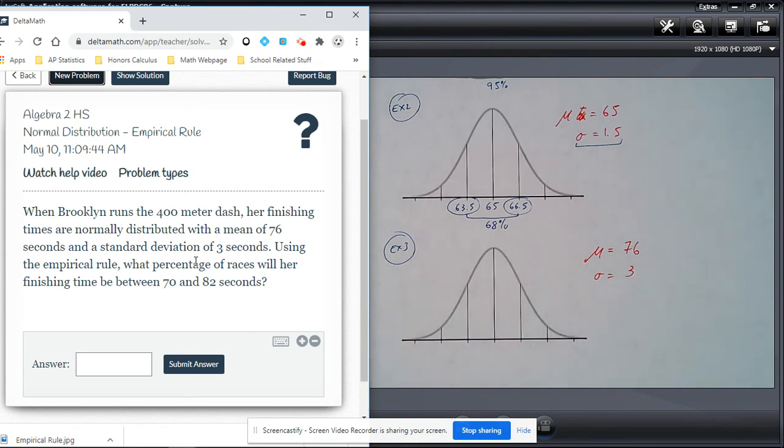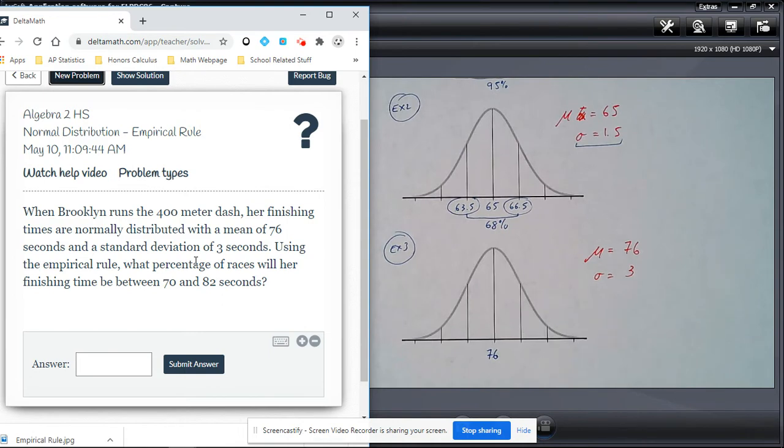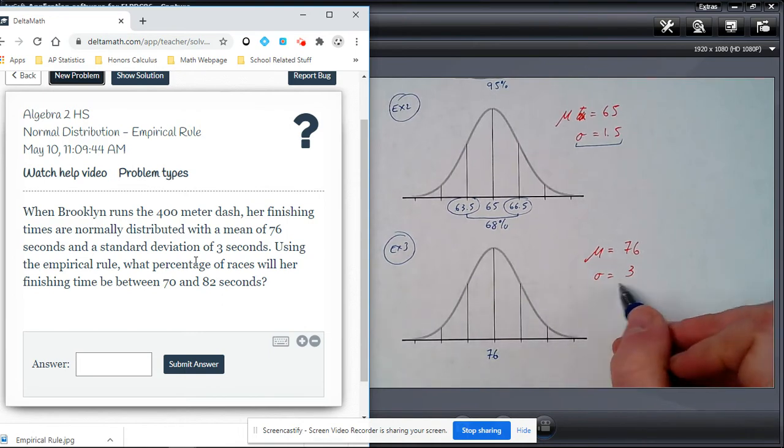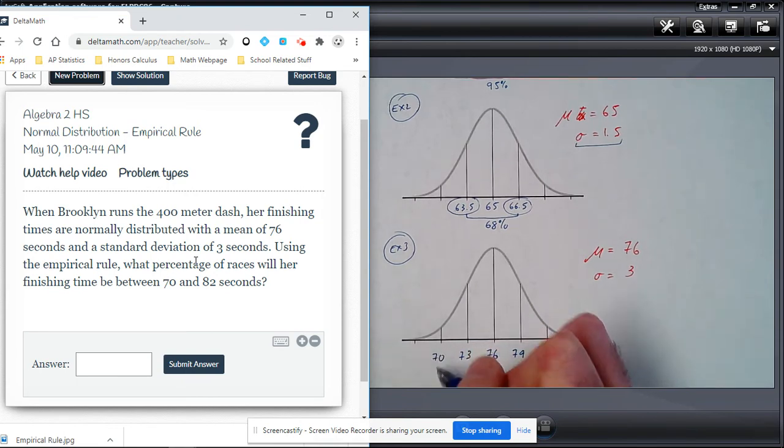Again, use the diagram. The mean is always in the middle. There's 76. And then let's put on the other values using the standard deviation. So add 3, I get 79. Minus 3, I get 73. And then we'll add 3 again. So we get 82, minus 3 again, we get 70.